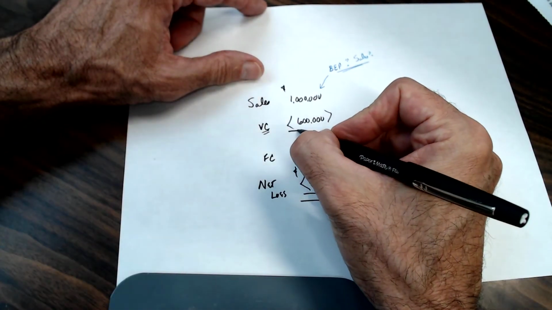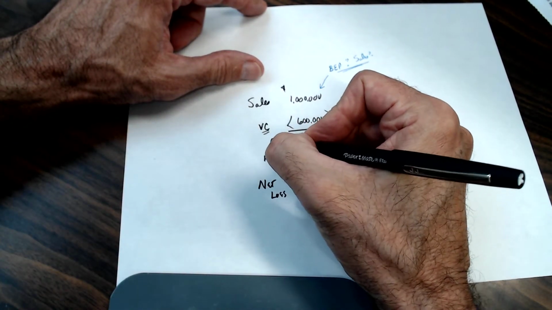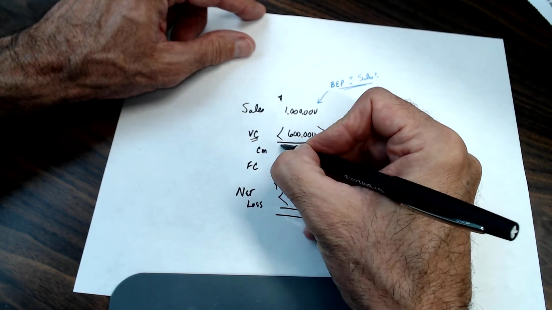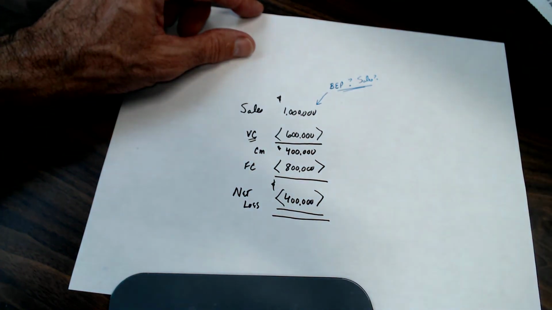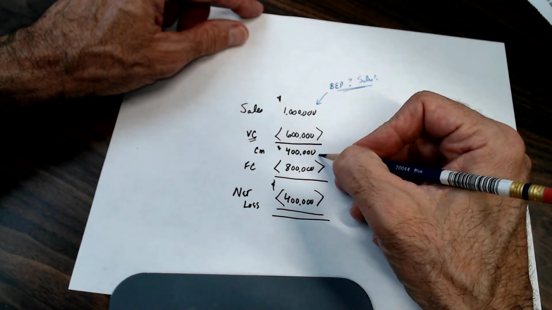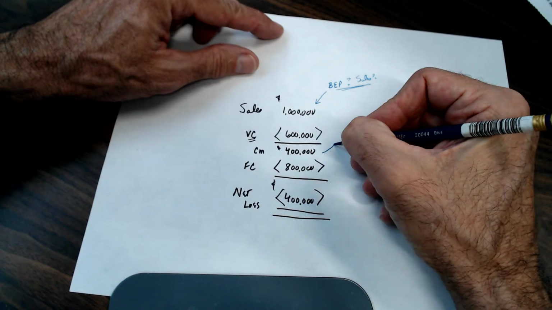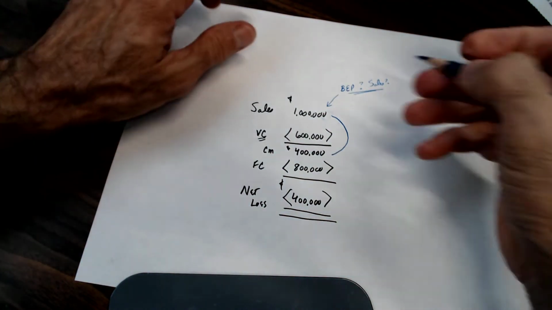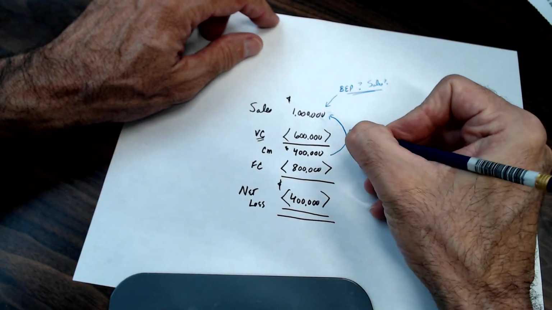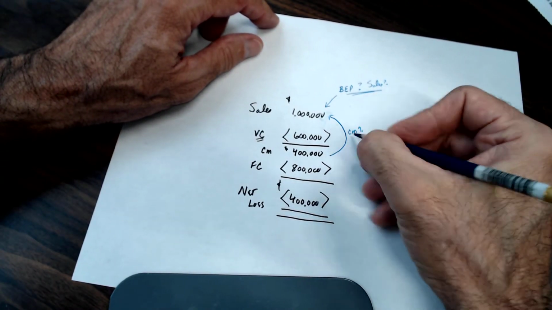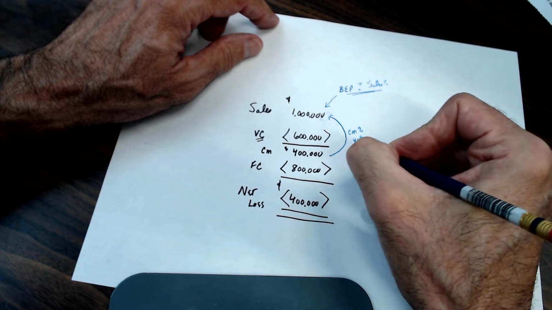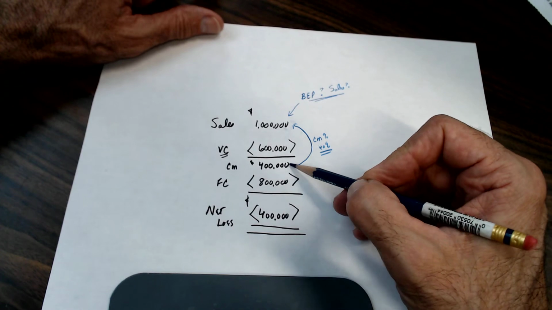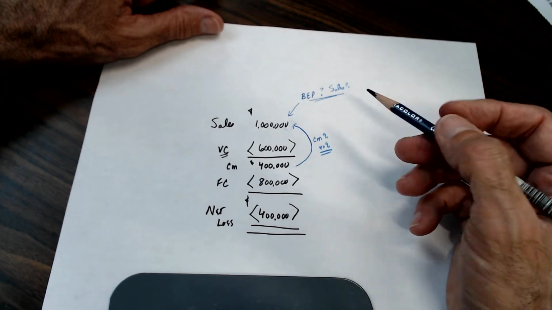Well, let's calculate the contribution margin. Let's subtotal right here. The total contribution margin is $400,000, which means I have a contribution margin ratio of 40%. So this company is keeping 40% of their sales after the variable costs.